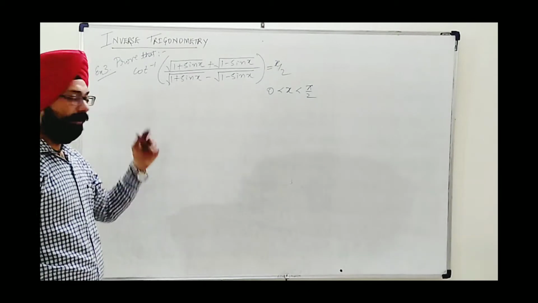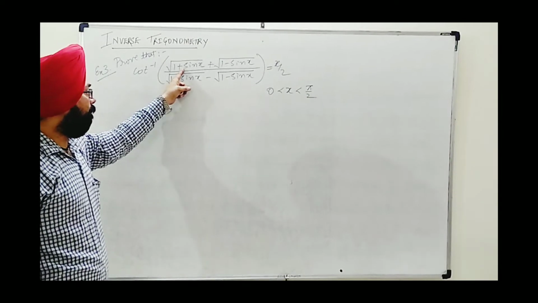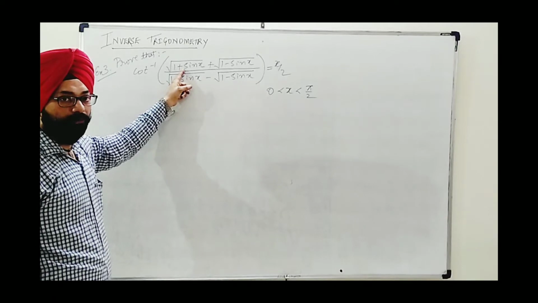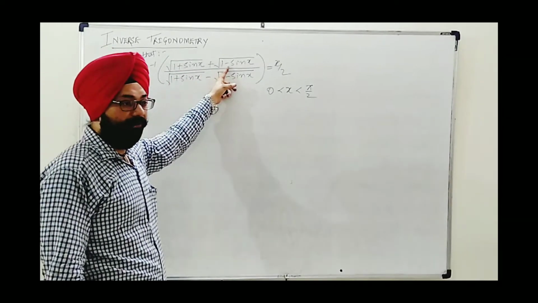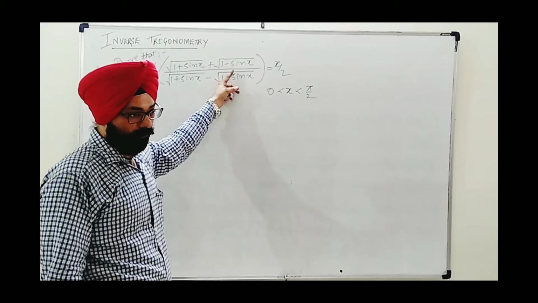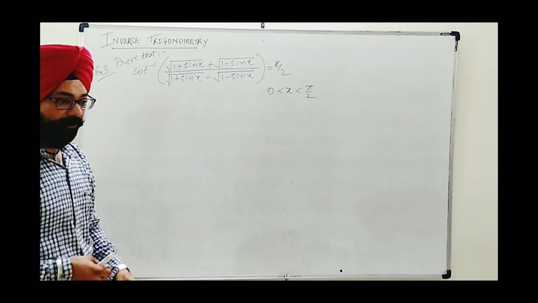See, there are different methods. As I recently said, you can replace 1 plus sin x by (cos x/2 plus sin x/2) whole square. This can be replaced by (cos x/2 minus sin x/2) whole square. And thereafter you can start the procedure.